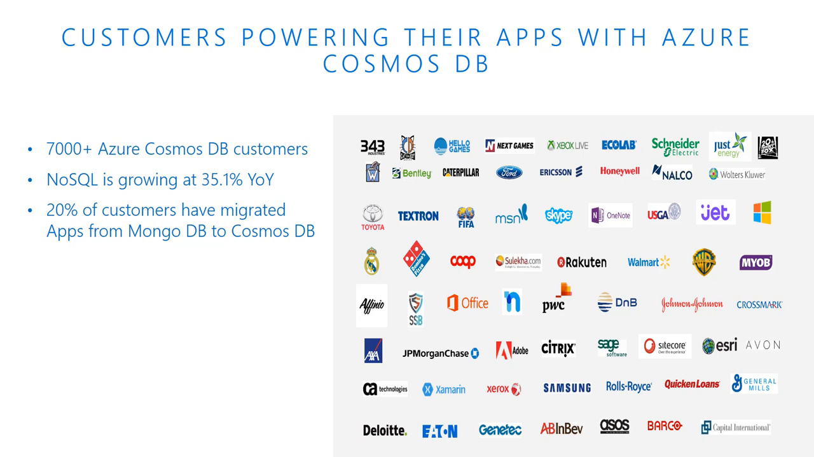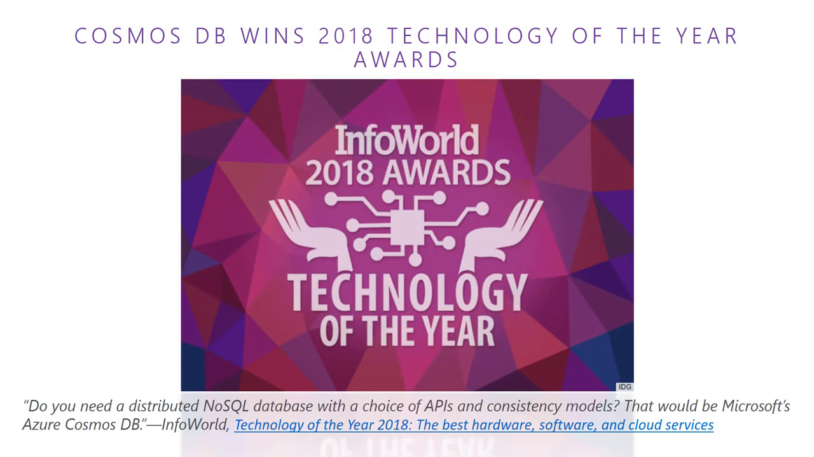And here is the list of our customers who are using Cosmos DB, and as we can see, our growth is almost 35% year over year, and 20% of our customers migrated from MongoDB to Cosmos DB. And we are very proud of the fact that we won the Technology of the Year award for 2018.